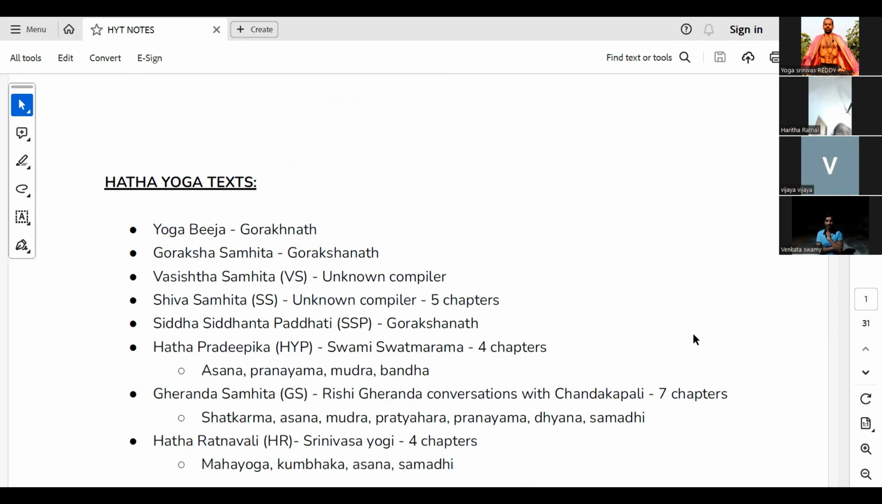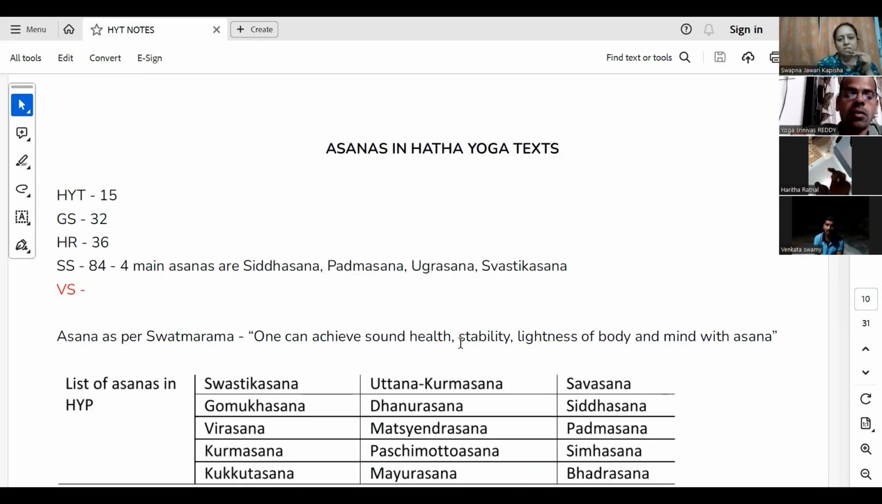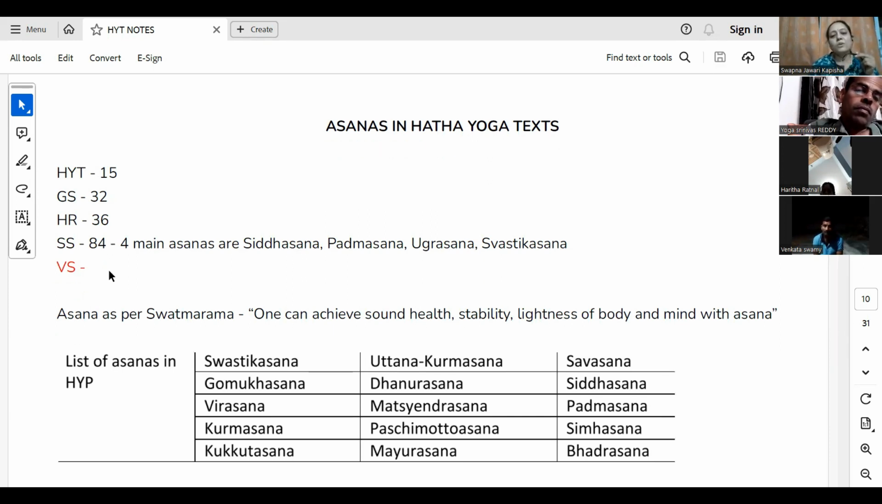Today we will be reading about the asanas in Hatha Yoga texts. You have to remember the count of asanas explained in each of the Hatha Yoga texts. In Hatha Yoga Pradipika, the number of asanas given is 15. In Geranda Samhita, 32 asanas have been described. Hatha Ratnavali, 36. Siddha Siddhanta Paddhati, 84. So, just remember 15 asanas in Hatha Yoga Pradipika, 32 in Geranda Samhita, 36 in Hatha Ratnavali, and 84 in Siddha Siddhanta Paddhati.